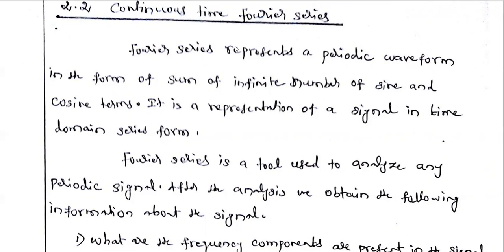This Fourier series is applicable only for periodic signals. We can apply the Fourier series only to a periodic signal; for a non-periodic signal, the Fourier series is not applied. The Fourier series represents a periodic waveform as a sum of an infinite number of sine and cosine terms. We represent any signal x of t as an infinite sum of sine terms and cosine terms. That representation we call the Fourier series representation.